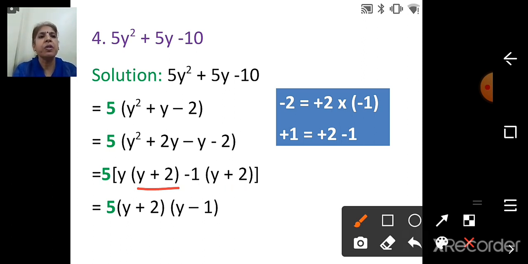So what you will do? 5 is the factor which already we have got. Y plus 2 is the bracket common in both. So we will take that bracket common. And then the uncommon one in the bracket is y. So you will write in the bracket y and minus 1. So this is the way we have got the factors 5, y plus 2, y minus 1.